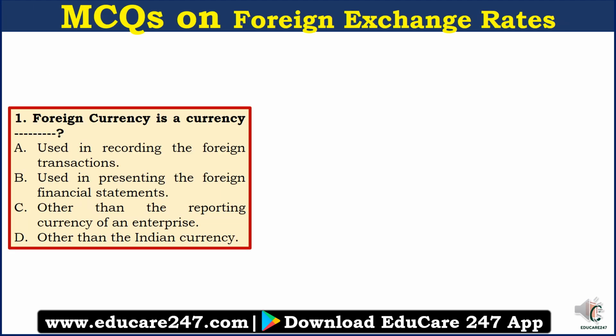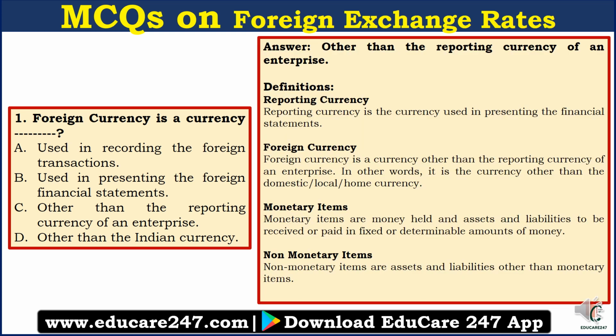Number 1. Foreign currency is a currency dash. A. Used in recording the foreign transactions. B. Used in presenting the foreign financial statements. C. Other than the reporting currency of an enterprise. Or D. Other than the Indian currency. So the answer to this question is other than the reporting currency of an enterprise.